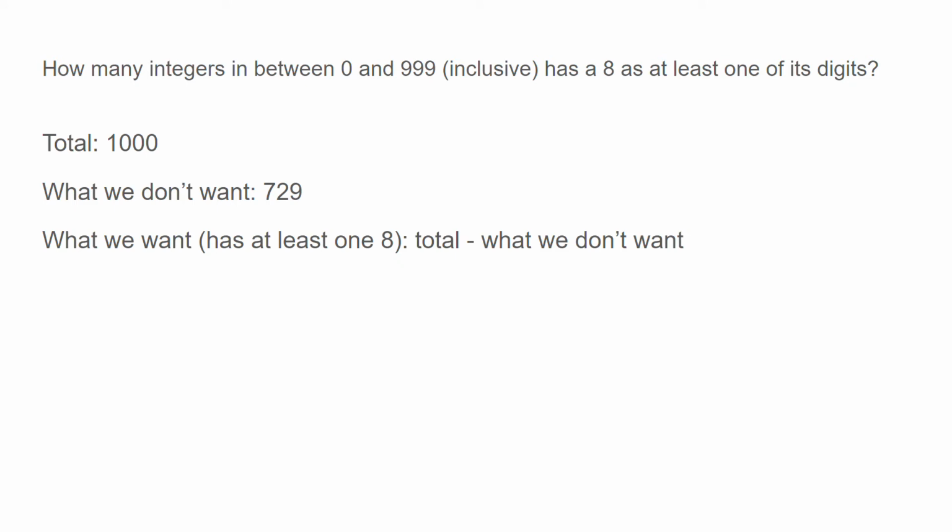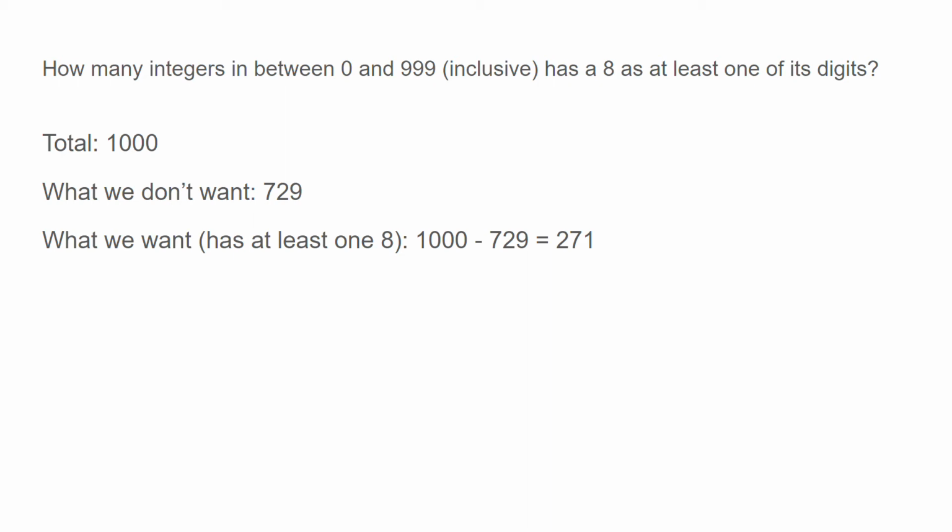For what we want, so something that has at least one 8, we just subtract 1,000 by 729, since the 1,000 is the total and what we don't want is 729. And if we subtract that, we get 271, which is higher than I thought.